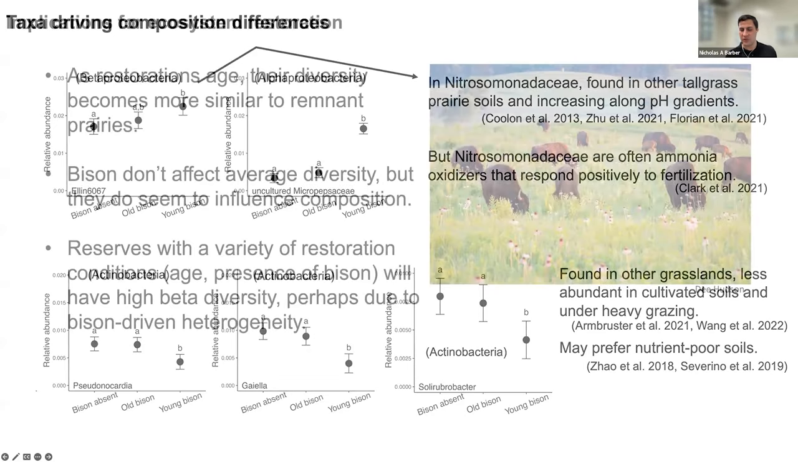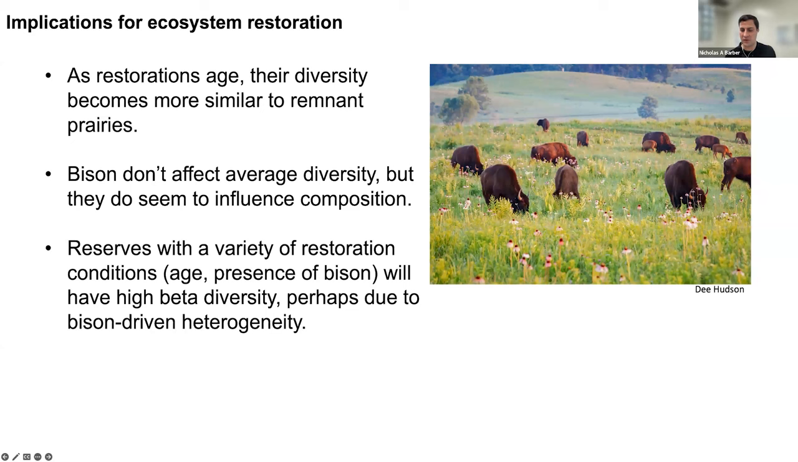So some general conclusions from our results and what they tell us perhaps about grassland restoration. As restorations get older, their soil bacterial diversity becomes more similar to the lower diversity in remnants. Bison don't have consistent effects on alpha diversity, but they do seem to influence composition. And prescribed fire had very little effect, maybe because all these prairies receive regular fire and rarely go more than 2 or 3 years without being burned.